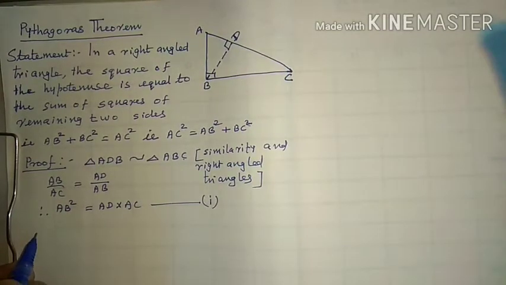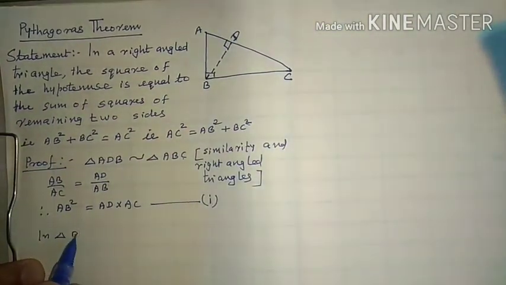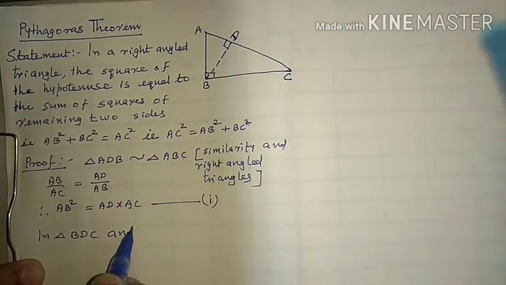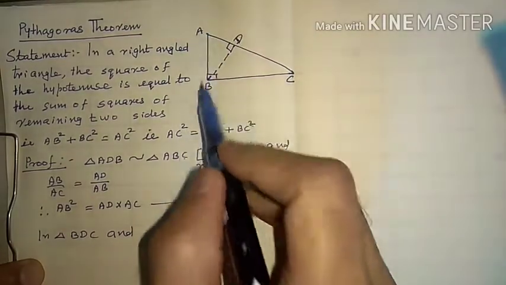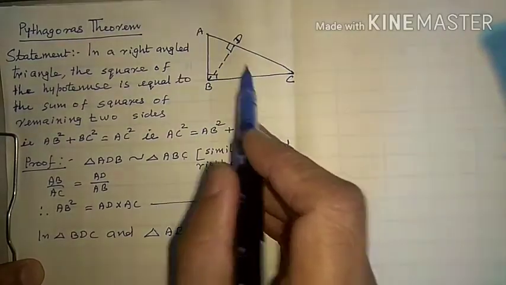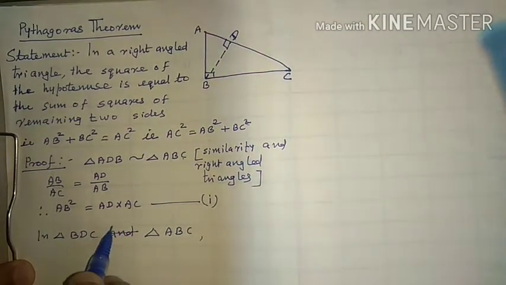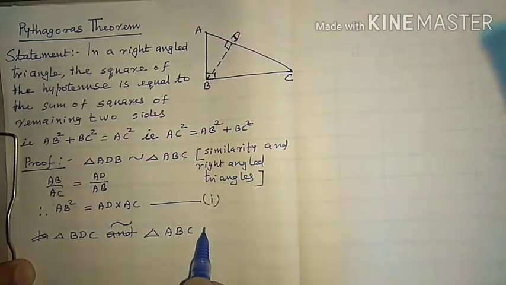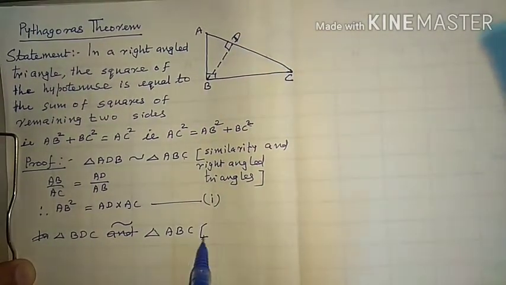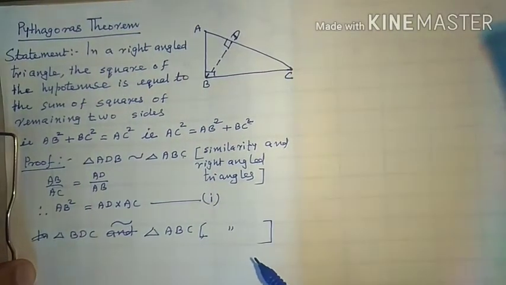Now, in triangle BDC and triangle ABC, the smaller triangle and the original big triangle, these are similar actually. We can write triangle BDC is similar to triangle ABC by the same theorem, similarity and right angle triangles.